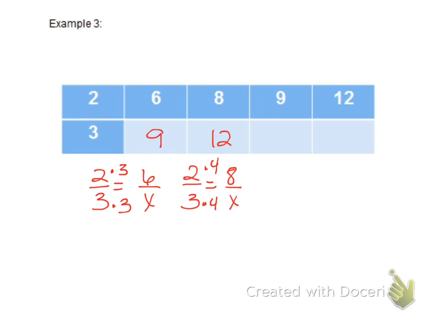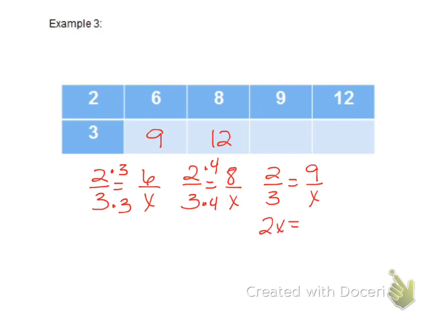But you're right, when we get to 9, we can't do it that way. So we have 2/3 equals 9 over x. So we're going to have to cross multiply. Does everybody see why? Because there's not a whole number we can multiply 2 by to get 9. So we're just going to cross multiply.